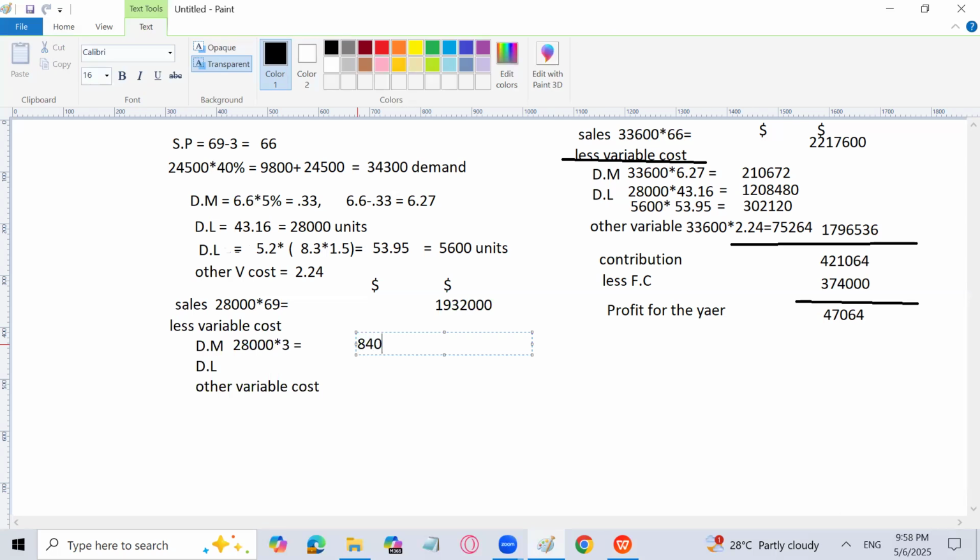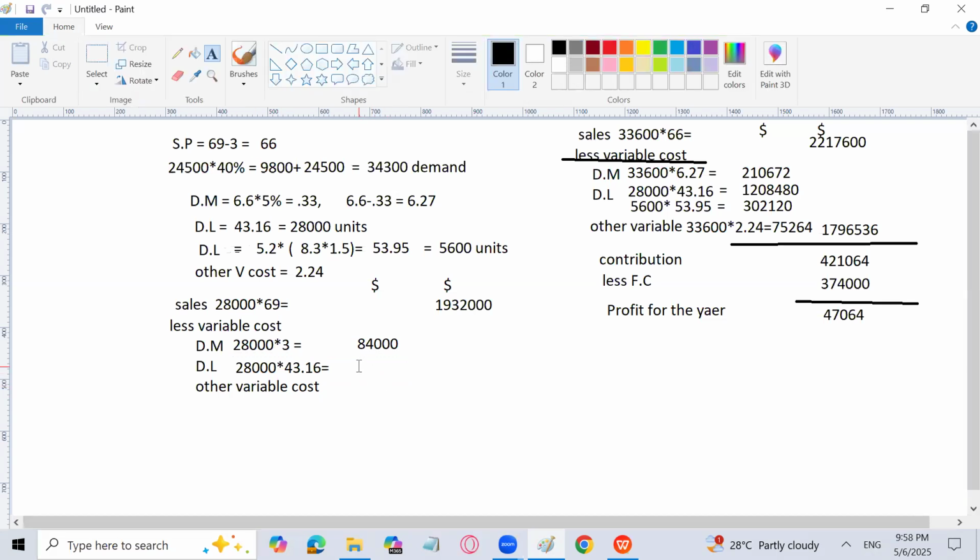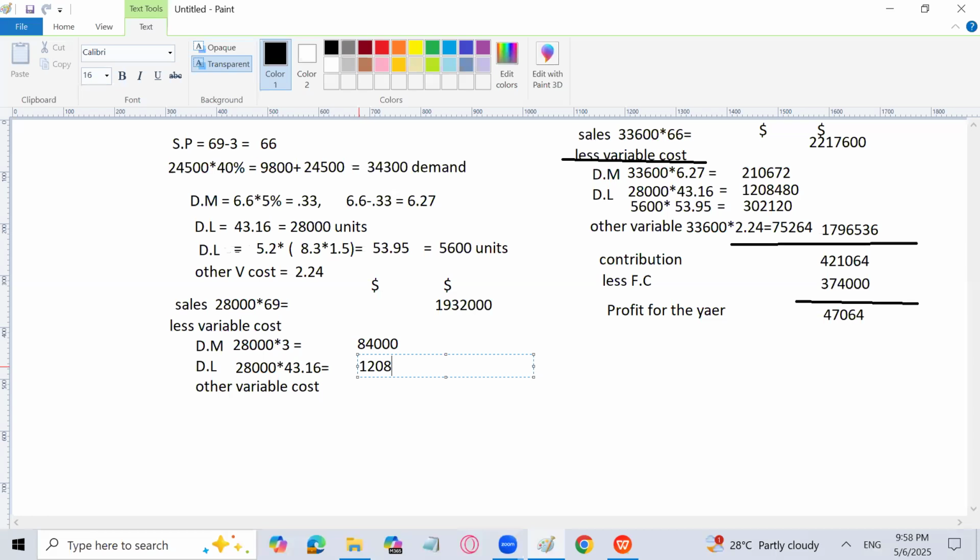84,000. There is nothing mentioned regarding direct labor, so it will remain the same. 28,000 into 43.16. 1208480. Yes, and other variable cost 28,000 into 2.24. 62720. So let's go for the total.